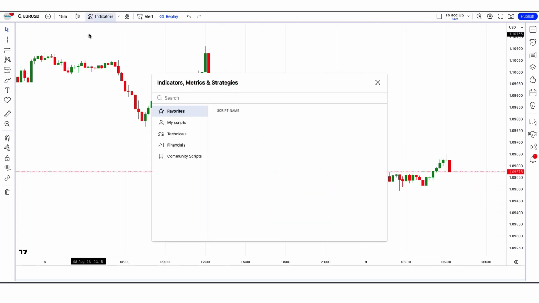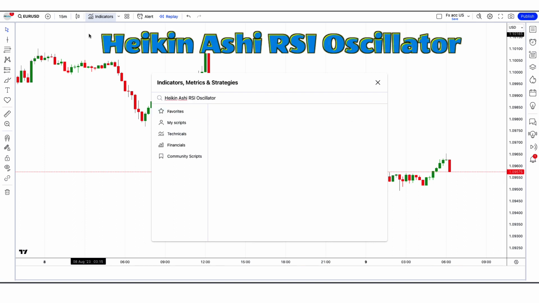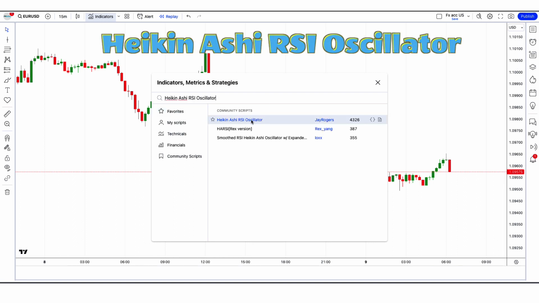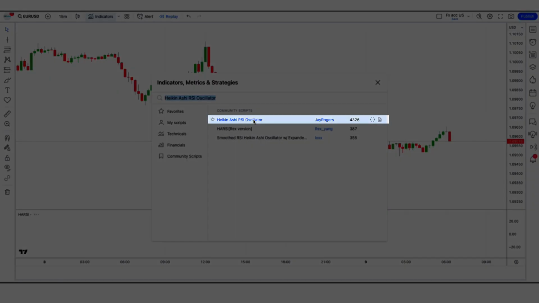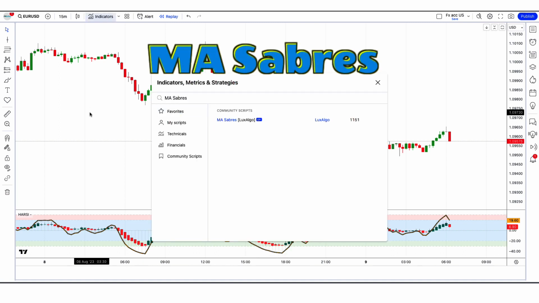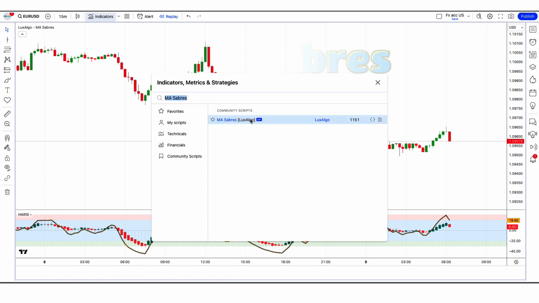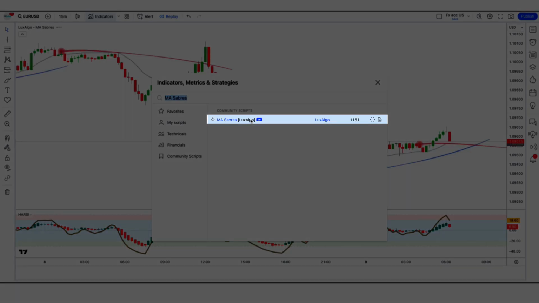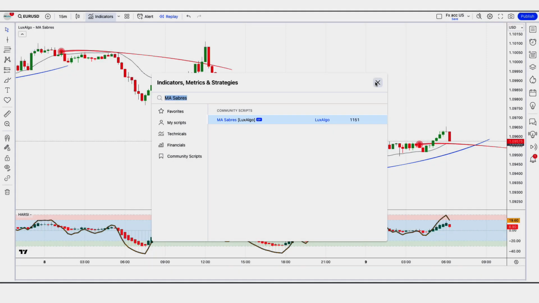I'll go to the TradingView chart panel and open the indicators icon here. And I will search for the Heikin-Ashi RSI oscillator. After that, we have to click on the Heikin-Ashi RSI oscillator option. After that, we have to apply another indicator on the chart. We will search MA Sabres in the search box of TradingView. After that, we have to click on the MA Sabres Lux Algo option.